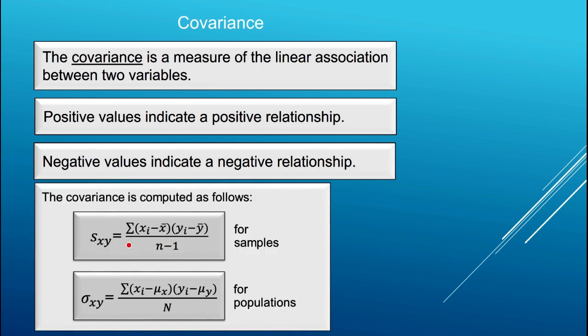Here are formulas for computing the covariance, and just like with our other measures, we have a sample formula and we have one that is applicable to the population parameter. So once again, a sample point estimate and a population parameter formula. We denote the covariance between two variables x and y in a sample as s subscript xy. We denote the covariance in the population between two variables x and y as sigma subscript xy.